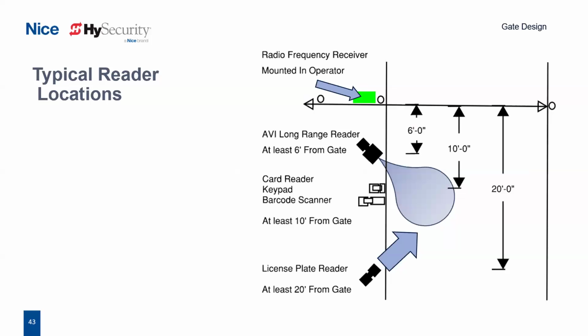Some typical access control installed locations. Our remote control receivers are going to be located inside the gate operator. Our vehicle tag readers are going to be about 6 feet from the gate. Our card readers, keypads, scanners, or even our telephone entry system are going to be a minimum of 6 feet away from the gate, but typically it's going to be more like 10 to 20 feet. And license plate readers are going to be at least 20 feet out in front of your gate.